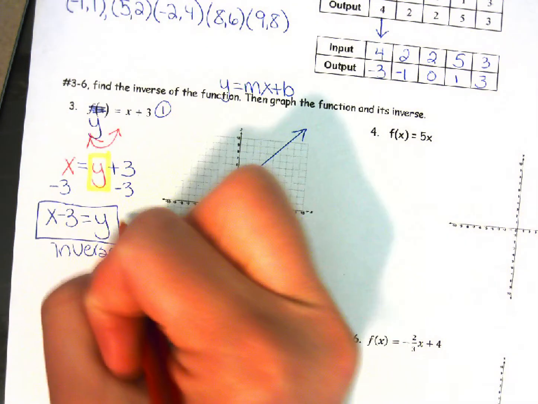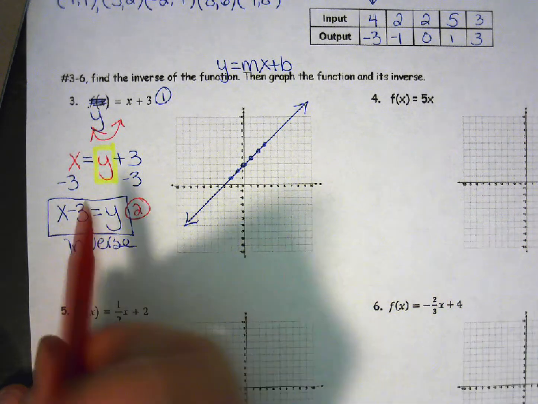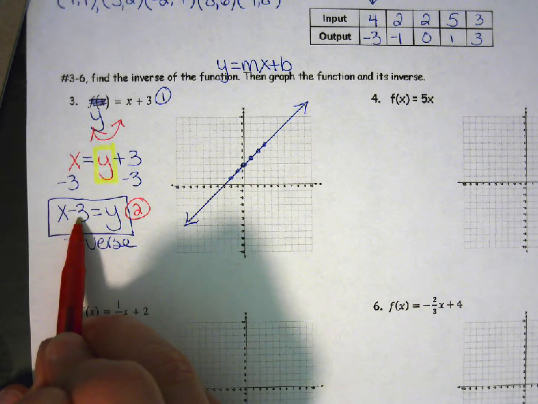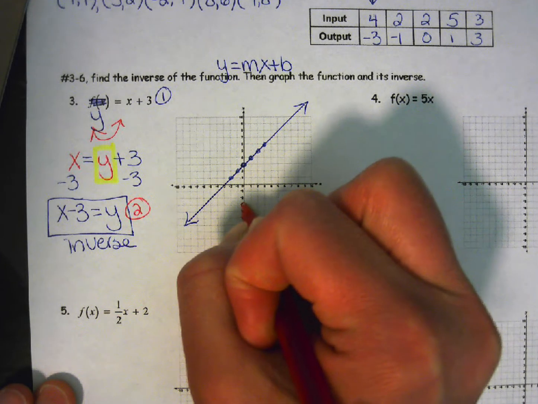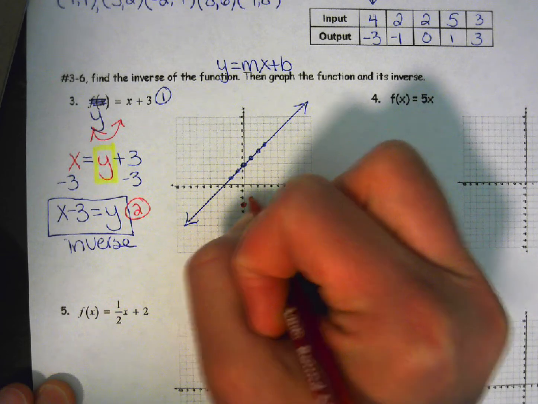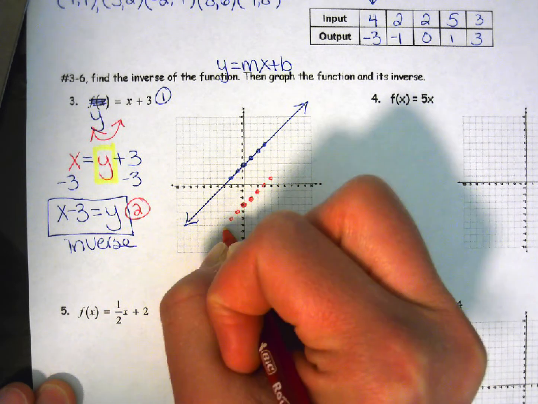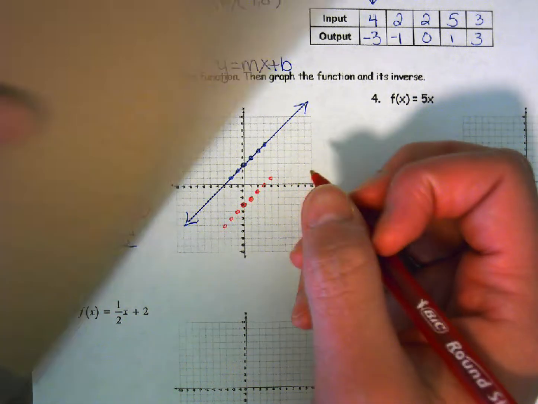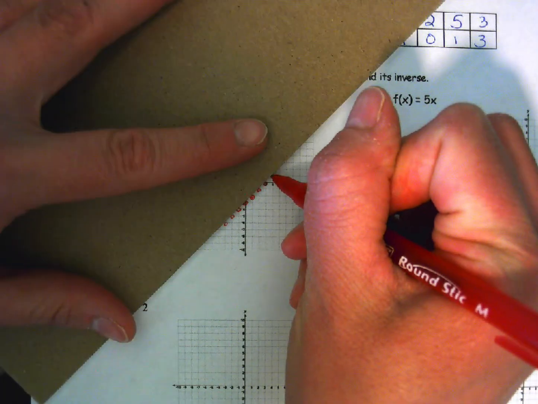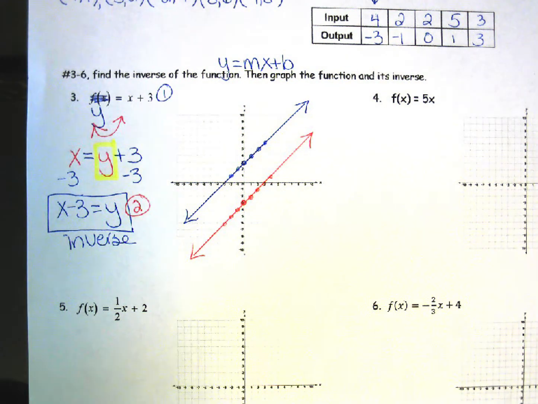And now I'm going to graph the second one here. So I'm going to graph the second one in red so you can see it. So same thing, slope-intercept. I'm going to start at -3. It's my intercept. And I'm going to do my slope of 1. So up 1 over 1. And if I want to go the other way, just to get a nice straight line, there's my inverse.